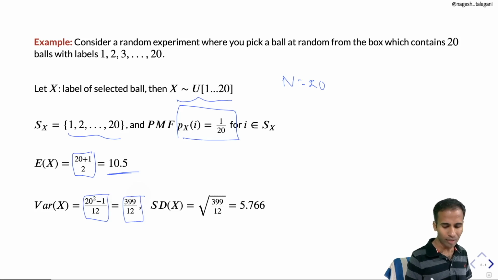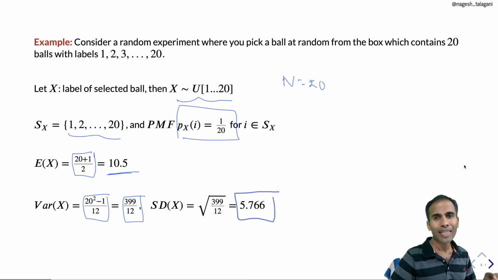This is the variance. If you are interested in the standard deviation, it's going to be the square root of the variance, which is 5.766. Once we recognize that X follows discrete uniform distribution, then we can use our knowledge about discrete uniform distribution directly. We don't have to compute everything from scratch every time they occur.